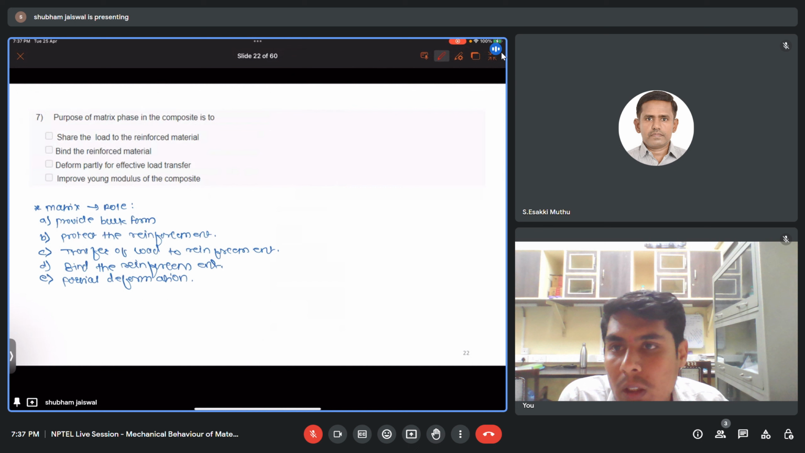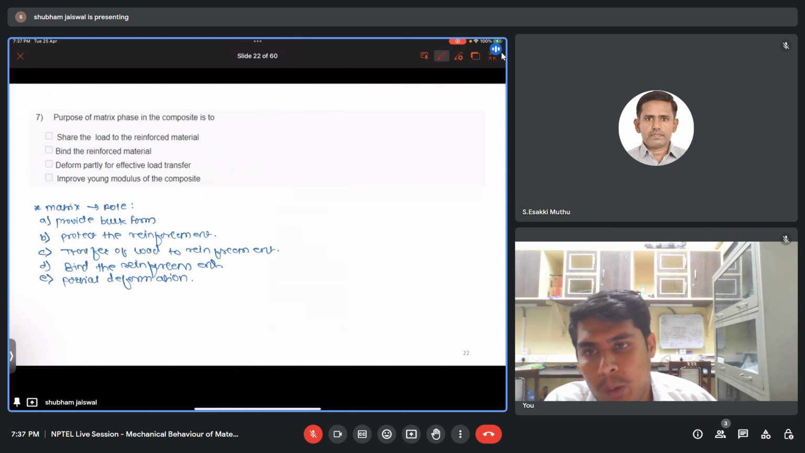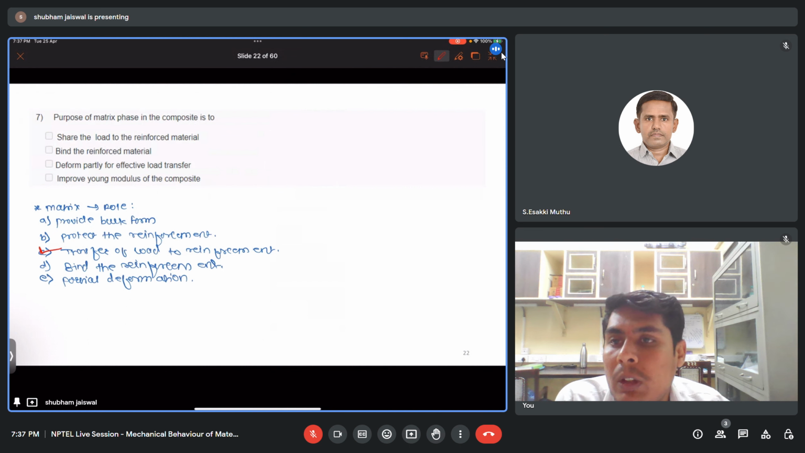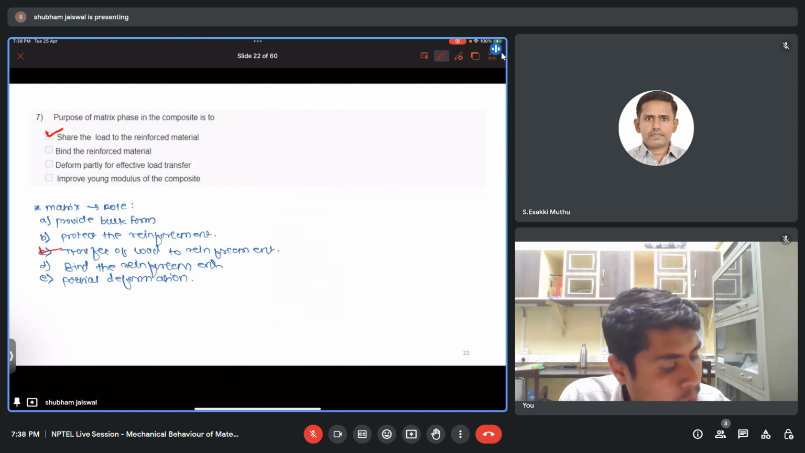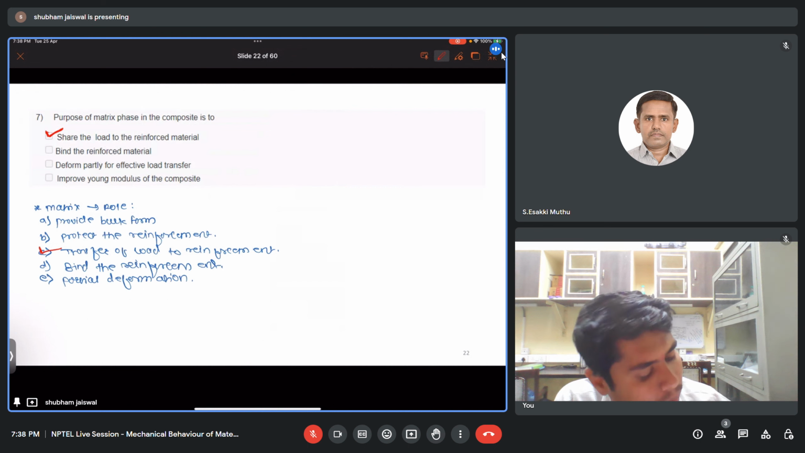So now if we see, the first option is to share the load with the reinforced material. So here we have that option, that is the transfer of load to the reinforcement. It means the matrix should share load with the reinforced material. So the first one is the correct one. Now, bind the reinforced material. Yes, we need a matrix material to bind the reinforced material so that we can get the enhanced properties. So this is also correct.